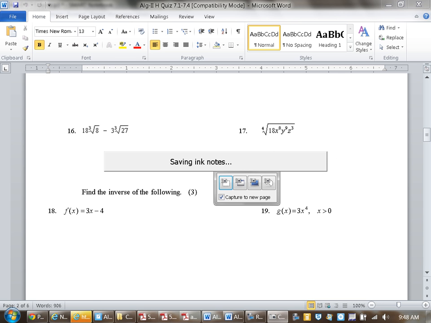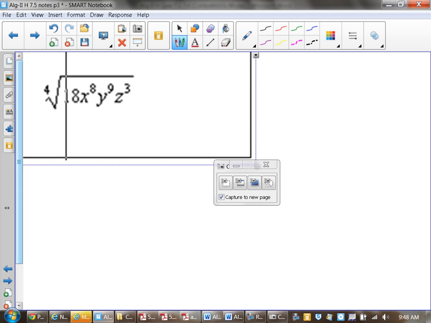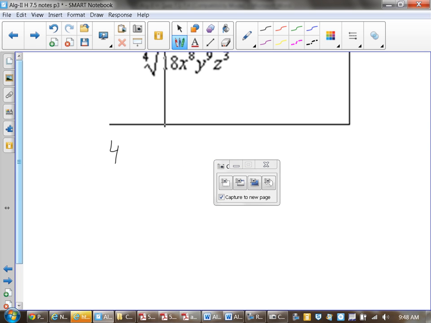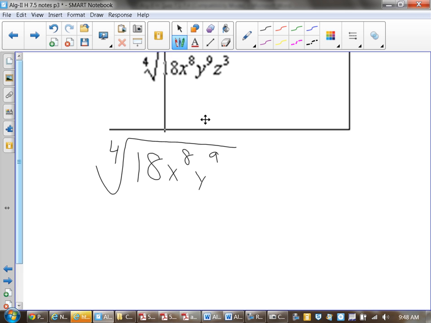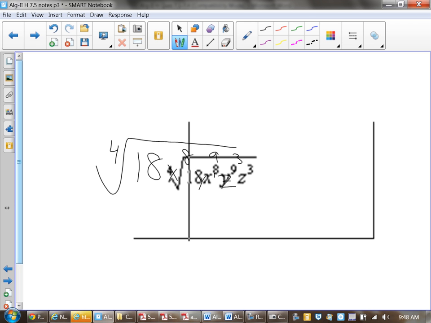17 from the quiz. You have the fourth root of 18x. Oh, excuse me, this didn't write out very well. So we have the fourth root of 18x to the 8th, y to the 9th, and is that z cubed? Yes. I figured it out. Well, I might as well do it anyway. Yeah, just do it.